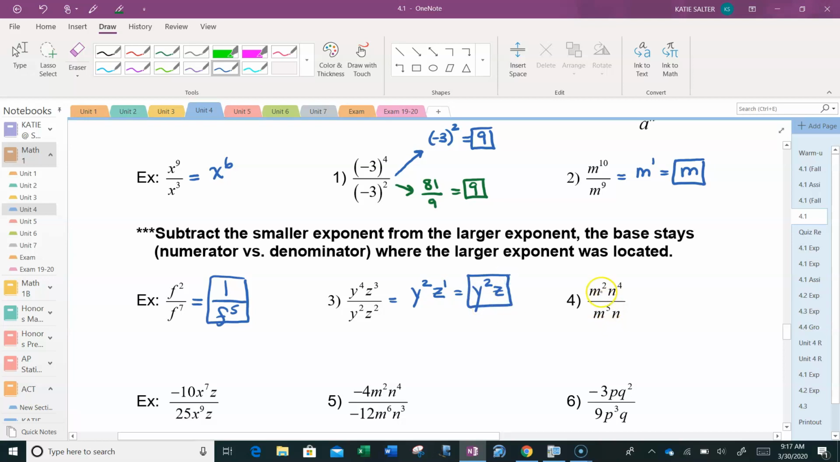Looking at the next one, for our m's, 5 take away 2 is 3, so we'd have m to the third power in the denominator. And then even though you don't see it there, there's a little 1 on that n. So 4 take away 1 is 3, and then that n cubed would go in the numerator. Something I've seen students do is they see the 3 in the numerator and the 3 in the denominator, and they think those reduce. That is incorrect. Those do not reduce. They are not a base. They are exponents. Folks, remember that really means n times n times n over m times m times m. There's nothing that reduces here. That is n cubed over m cubed.